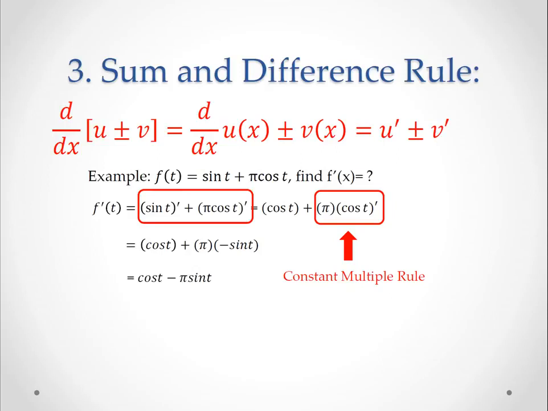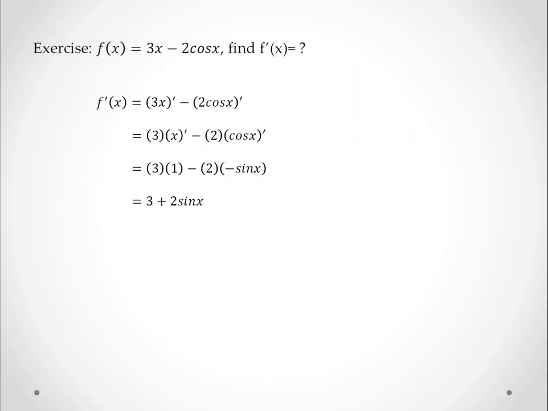And then we can consider the second part. For the second part, we are going to use the constant multiple rule. For pi times cosine t, the derivative is equal to pi times the derivative of cosine t, which is minus sin t. So the final result will be equal to cosine t minus pi times sin t.